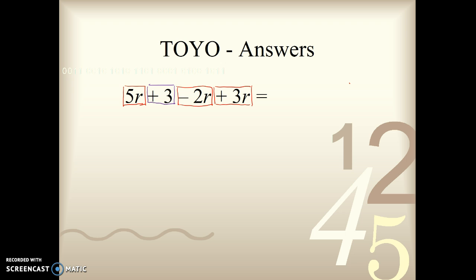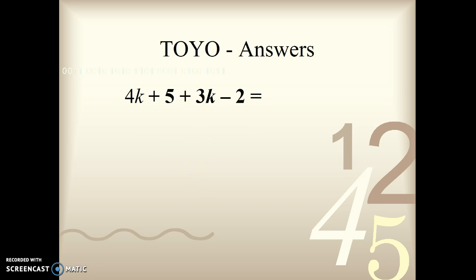So I'm going to actually go ahead now and rewrite this with like terms next to each other. So now I have 5r minus 2r plus 3r plus 3. So now I can go ahead and start adding, subtracting. 5r minus 2r is 3r plus 3r plus 3. 3r plus 3r is 6r plus 3. And this is as far as I can go. This is simplified. I can't simplify this any further. All right, let's try the next one and do a few more together.